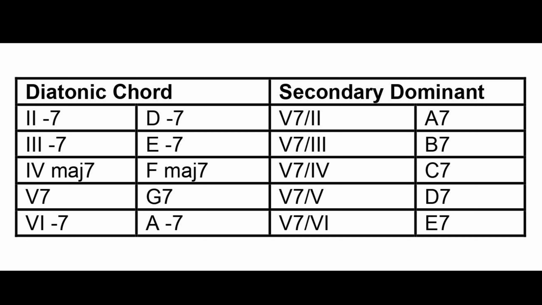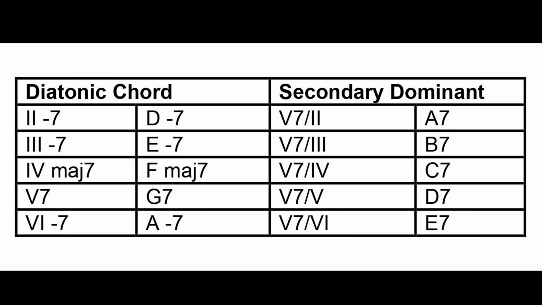So if we take a look at this chart, on the left-hand side, we've got the diatonic chords, and on the right-hand side, we've got the secondary dominants. So the first one is 2 minor 7. In the key of C, that would be D minor 7. The secondary dominant is 5/7 of 2 minor 7, which would equal A7. The second one is 3 minor 7. And in the key of C, that's E minor 7. The secondary dominant is 5/7 of 3 minor 7, which would equal B7.